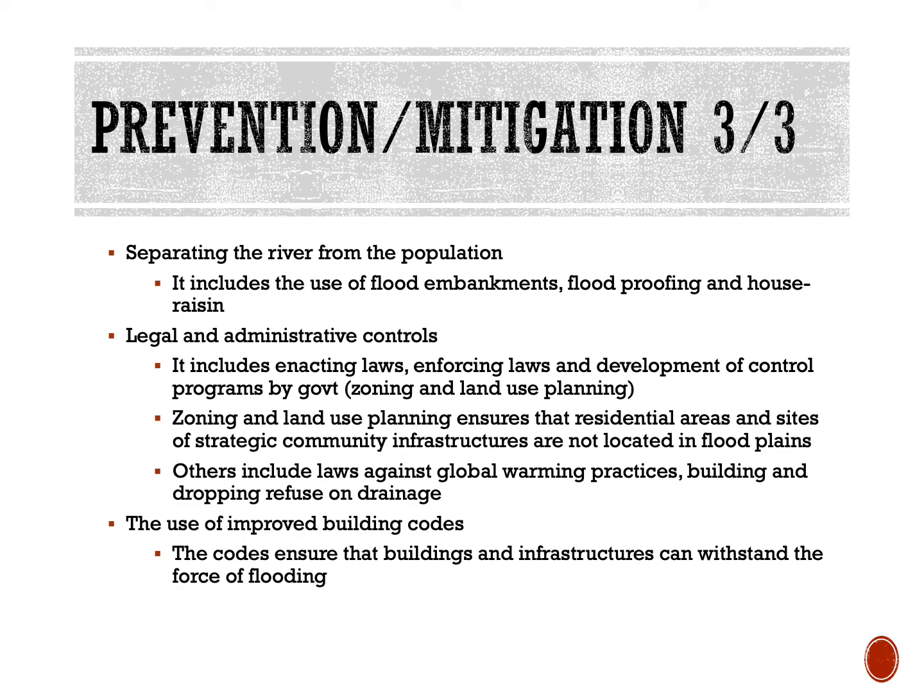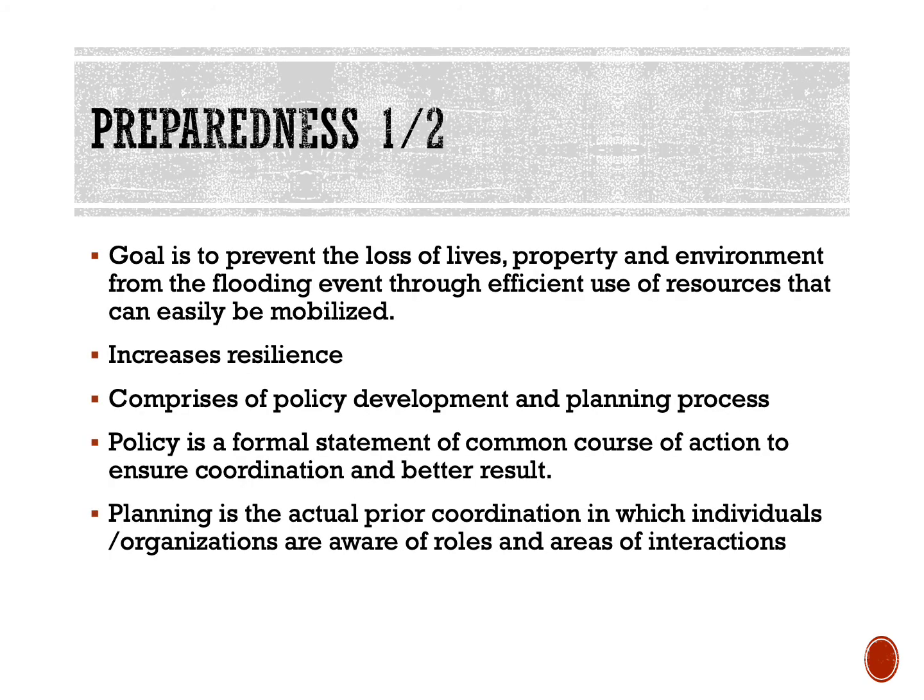So after prevention and mitigation, that's making things that reduce the likelihood and susceptibility, you know that we have not said that we are preventing it totally from happening. So the next important step is what we call preparedness, where you prevent the loss of lives, property and environment from flooding through the efficient use of resources that can be easily mobilized, right? The two parts of preparedness are that you have to develop policy, and then you have to plan. Policy is basically a formal statement in place on what needs to be done to ensure coordination and better results.